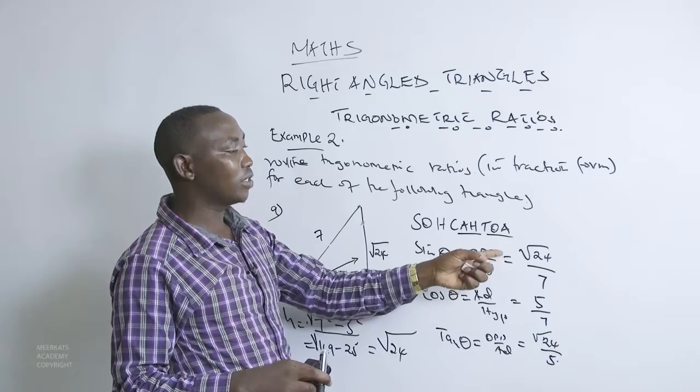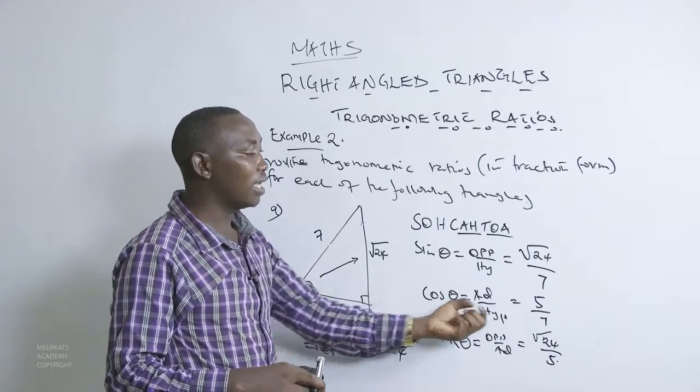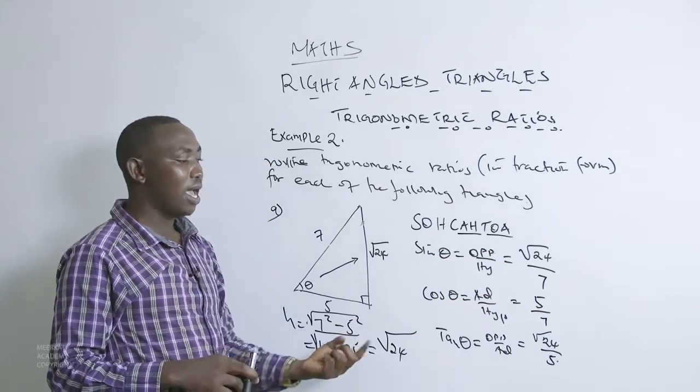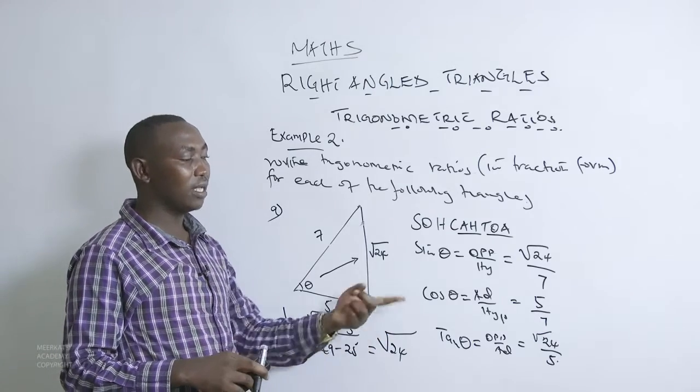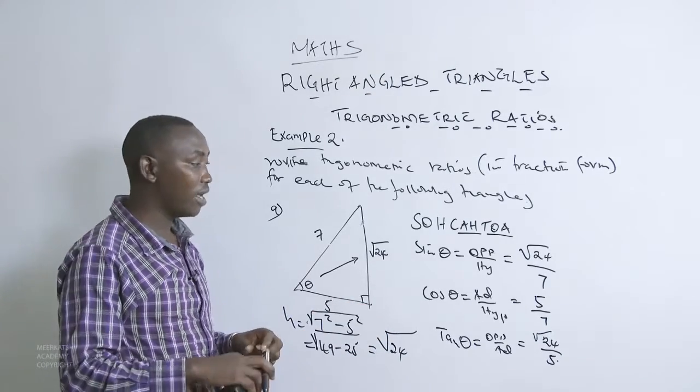Sine has given us root of 24 all over 7. Cos of theta has given us 5 over 7. And then tan of theta has given us root of 24 all over 5.